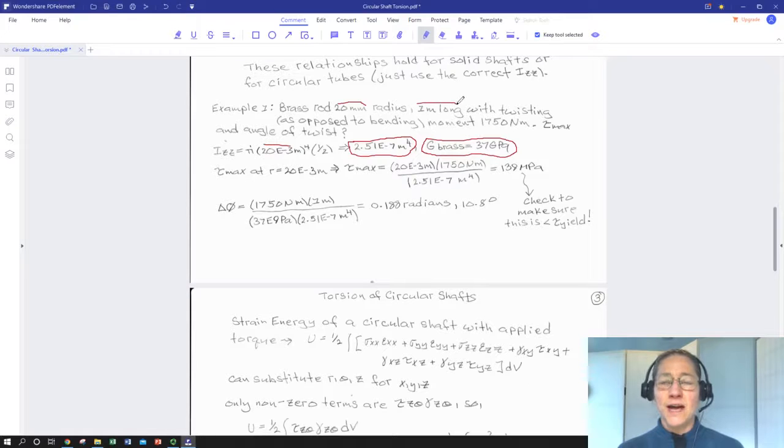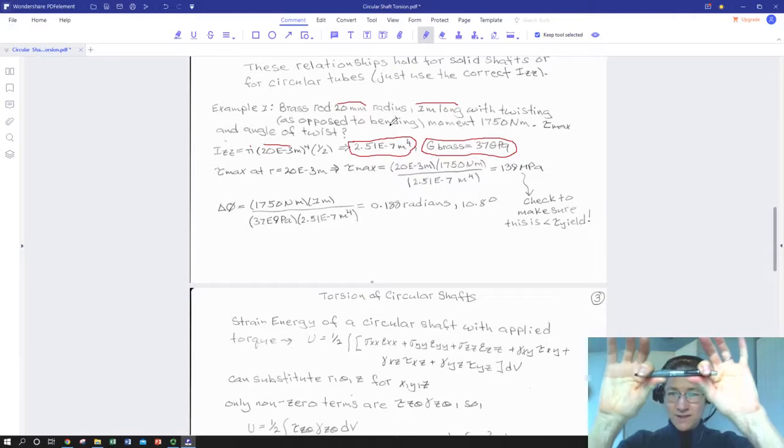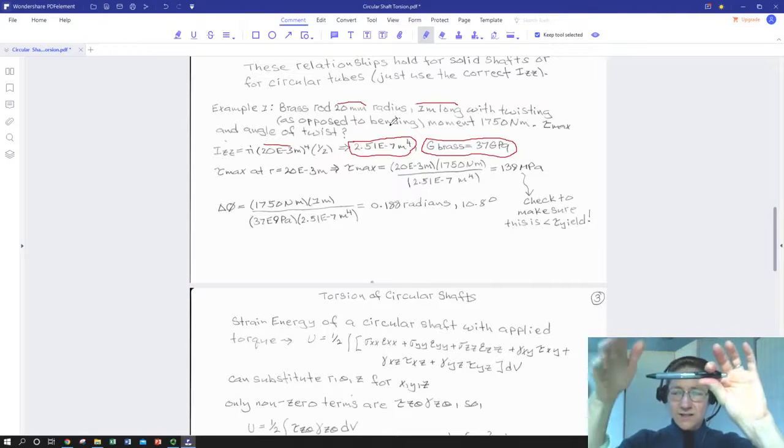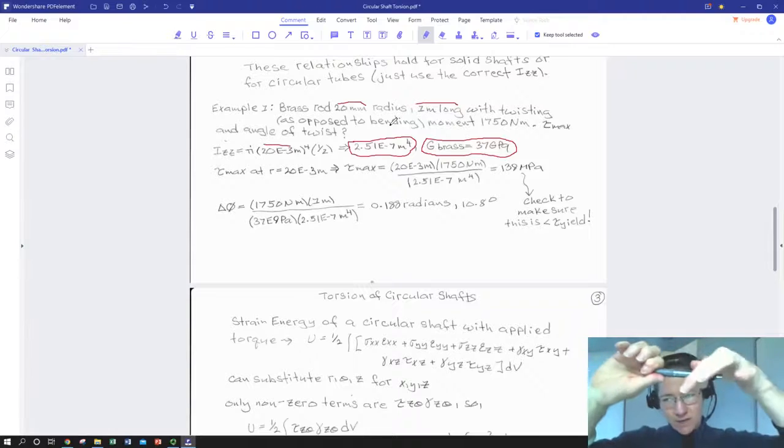We were told that the shaft is 1 meter long, and it's getting a twisting moment, and I wrote that as opposed to bending, because of course we can bend something. We hold it up to the camera. We can bend something, and that's a moment in a different direction, or we can twist it. We're only looking at twisting.